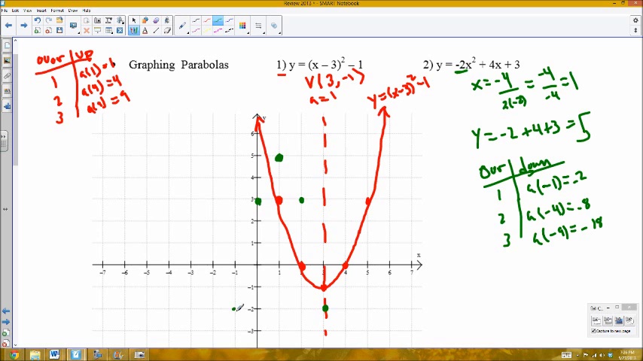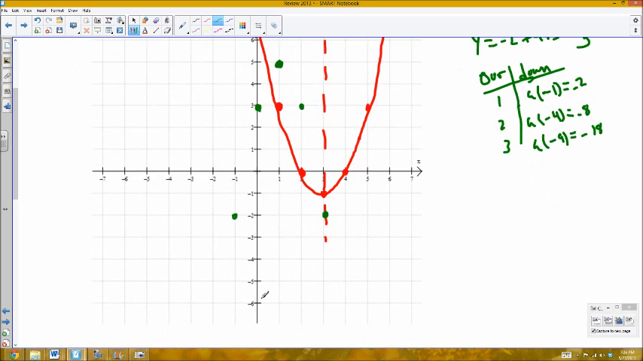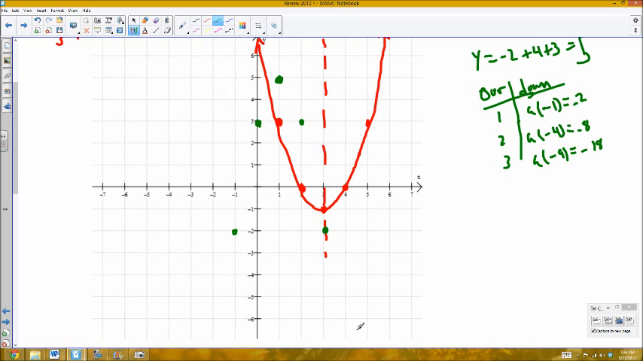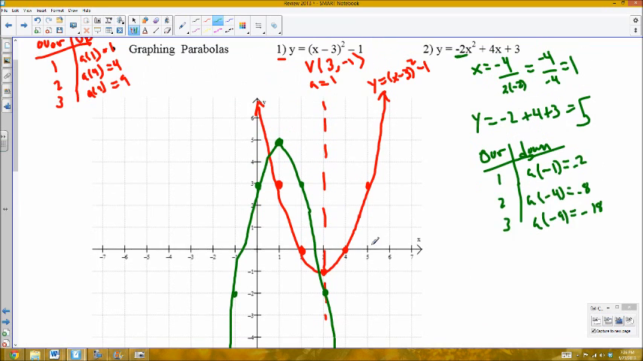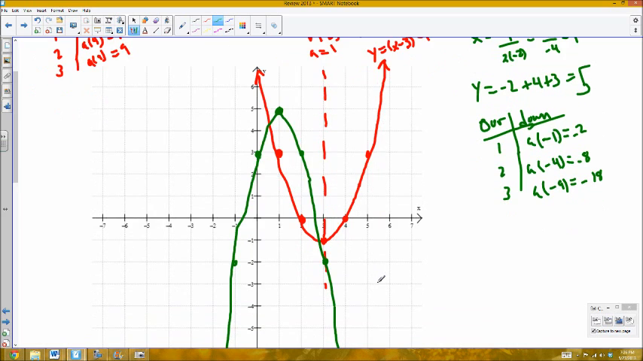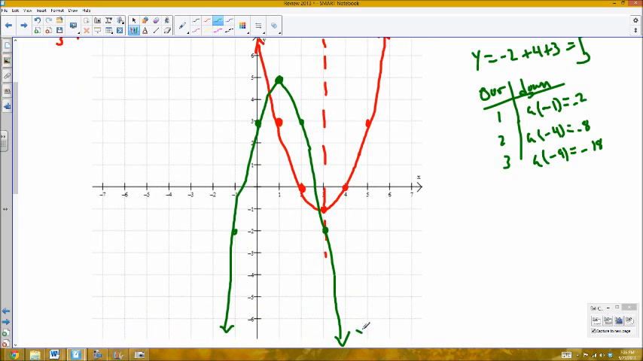I'll plot my symmetric points, and I'm going to scroll down so I can get a better view of this graph. And I'll plot my parabola. Okay, turning point, coming back down. A little bit hard to draw on the computer, but there we go. So there are my two parabolas. I should label this one, which is y equals negative 2x squared plus 4x plus 3.